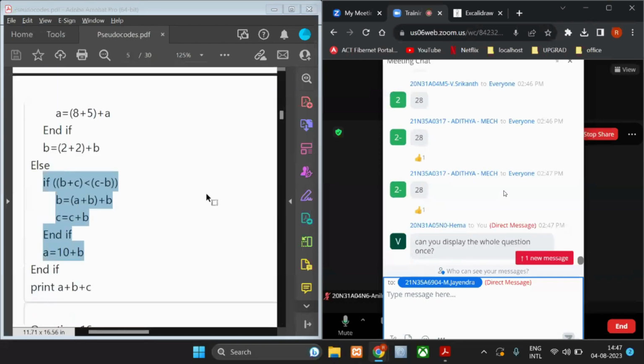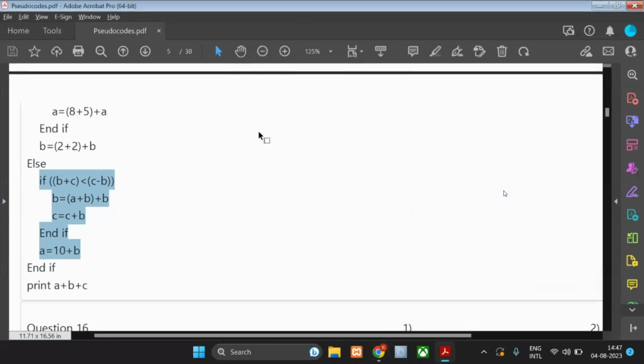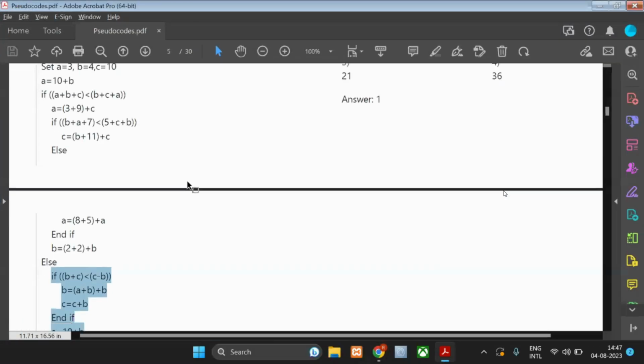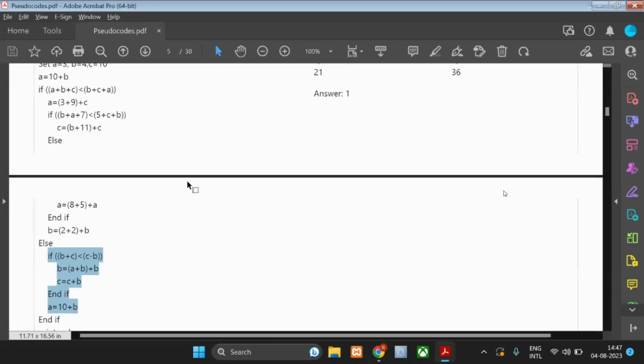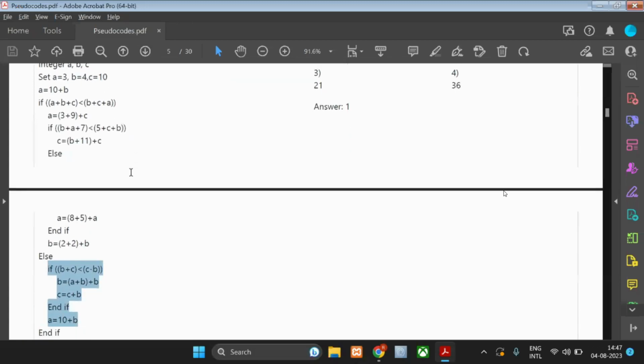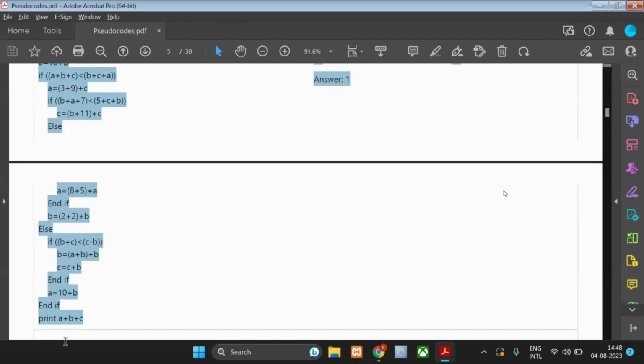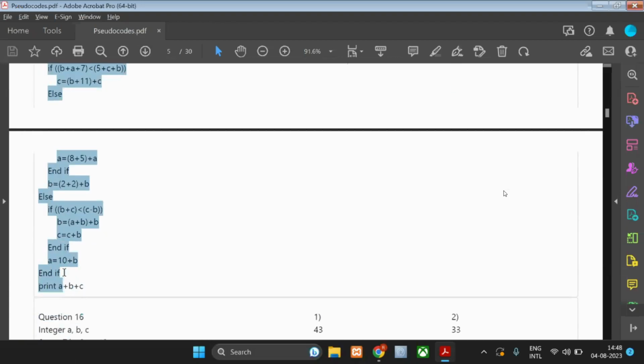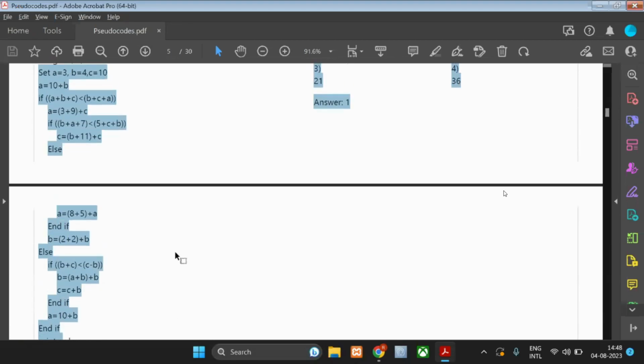Can you display the whole question once? Yeah, sure. Yeah, this is the whole question. Right from here till print ABC. See, at the end, it is just a print statement. I guess you can remember that. This is your whole question. If you want, you can.